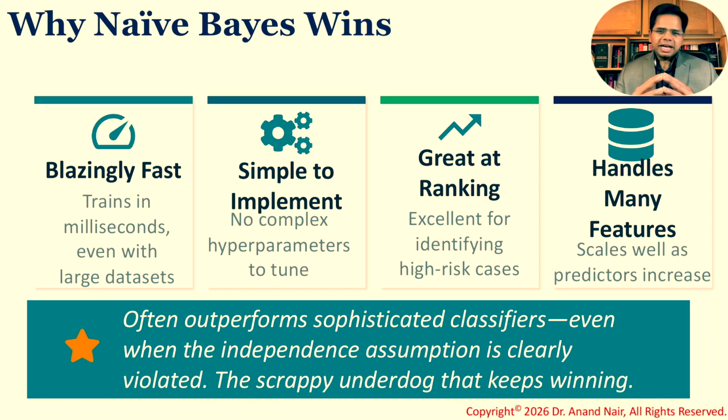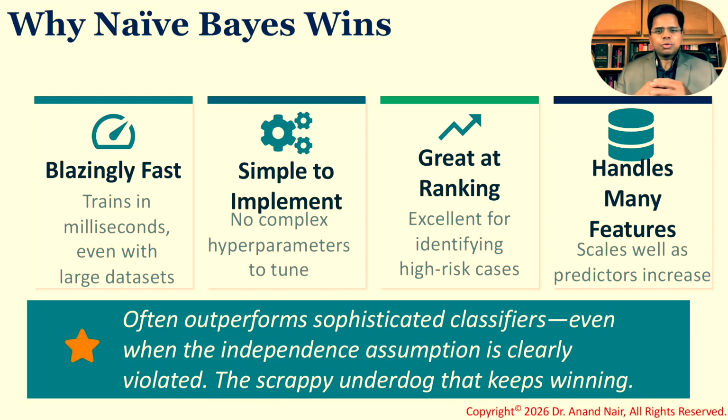Let's talk about why Naïve Bayes has earned its place in every data scientist's toolkit. Speed. This thing is fast. While deep learning models take hours to train, Naïve Bayes trains in milliseconds. It's just counting and dividing, basic arithmetic. Need to retrain your spam filter every hour as new patterns emerge? No problem. Simplicity. There are essentially no hyperparameters to tune. You don't need a PhD to implement it. Compare that to neural networks, where you're agonizing over learning rates, dropout percentages, and architecture decisions.